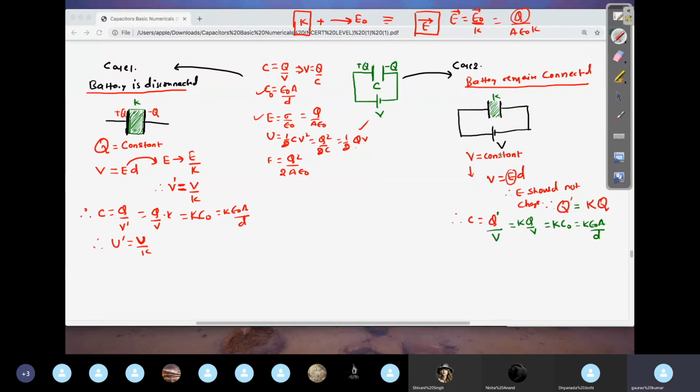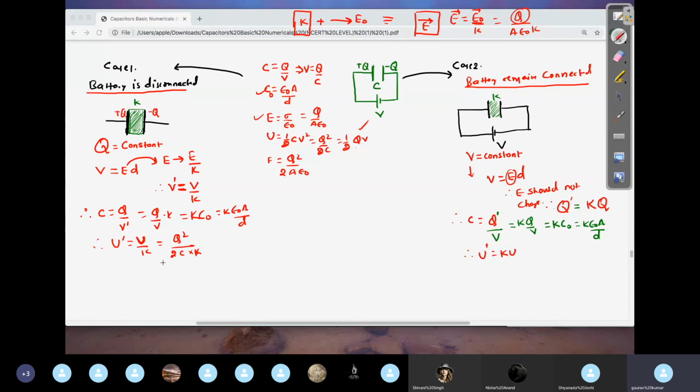Here what will happen? Your Q is increasing, right? V is constant here, and Q is increasing by a factor of K. So now your energy U prime will be what? U prime will be K times of U. It will increase. Q square by 2C you had earlier, so we can use any formula by the way. Q square by 2C you had it, and then K will come here. This is your new U prime.